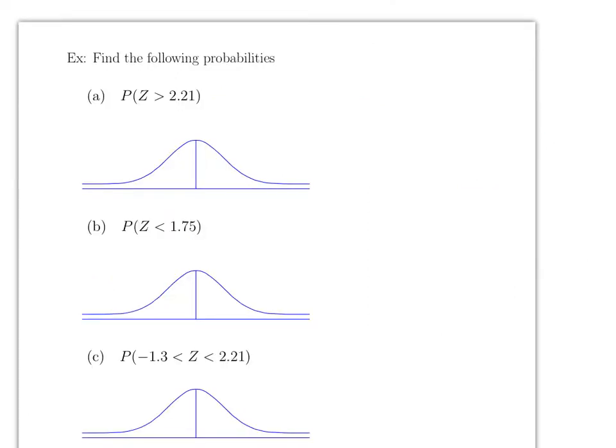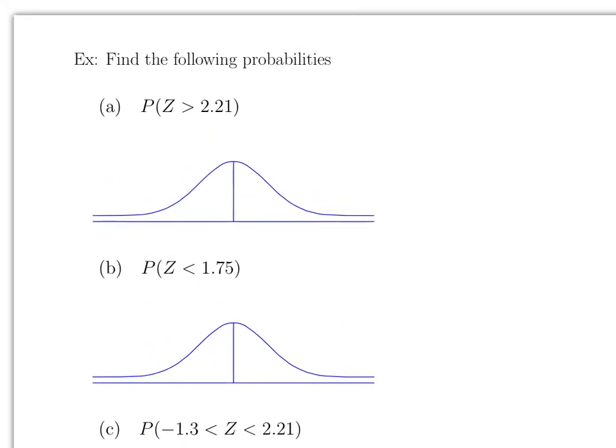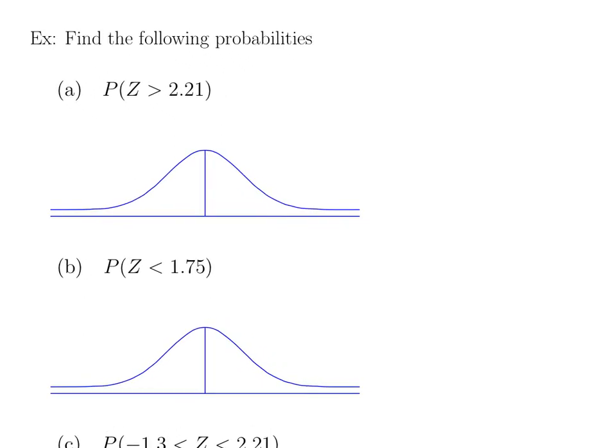Let's try a couple of examples now to make sure that we understand how to do this with the table. And then we'll try the calculator. So the question is asking you, what's the probability that z is greater than 2.21? So 2.21 is here. Why? Because 0 is right here. The first thing that you should do is shade the part that you're trying to find. So greater is this part. So you want the green area. So this is what you want.